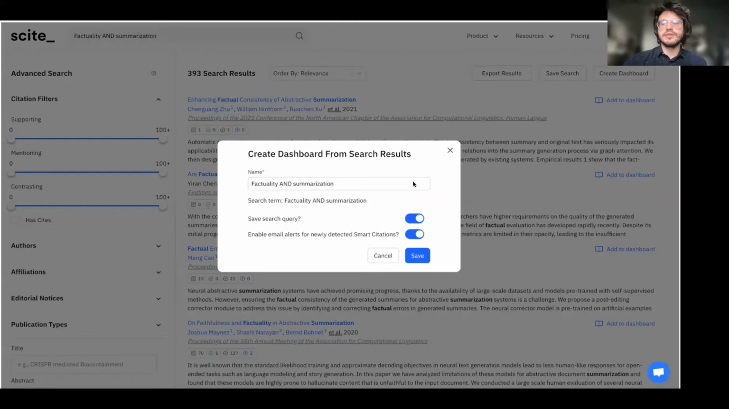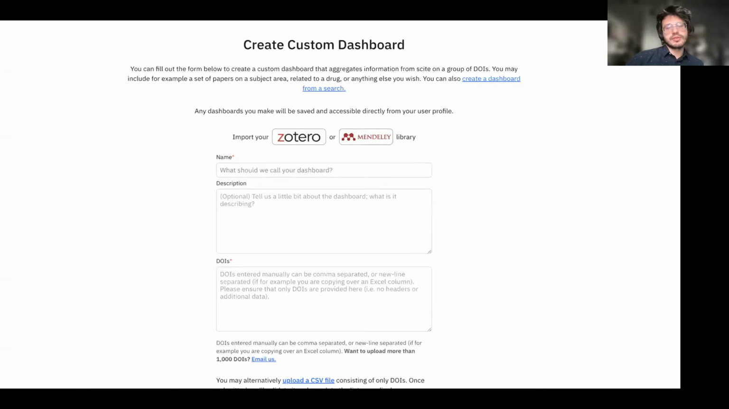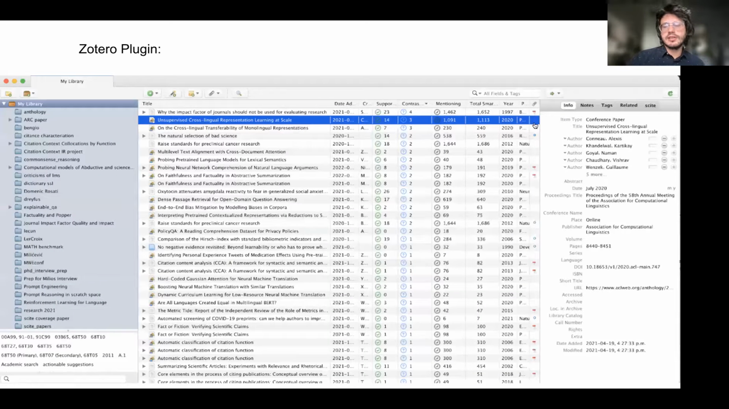So one thing you can do is create things similar to Mendeley, Zotero, or Google Scholar type research collections where you save papers, especially from search results, or anywhere, and you can add them to a dashboard. What a dashboard does is just provide aggregate information about those papers. So aggregate information about the top authors, articles, and it will let you sort them by supporting and citing and so on. There's also a lot more to creating a dashboard. You can create it from a Zotero or Mendeley library or by entering your own DOIs. But again, I'm not going to go too much into detail about dashboards.